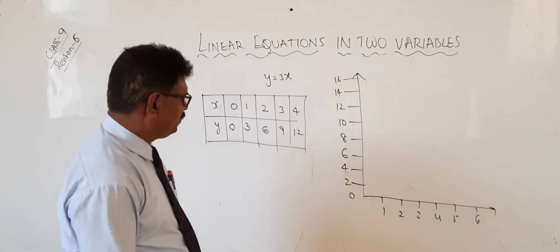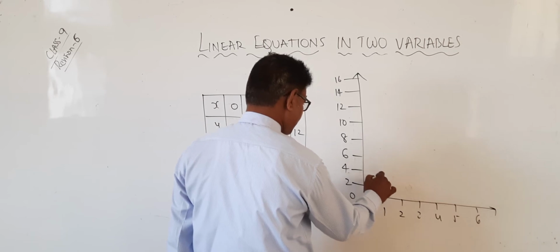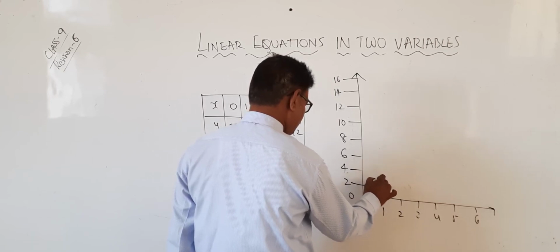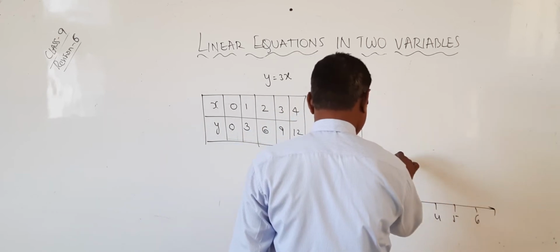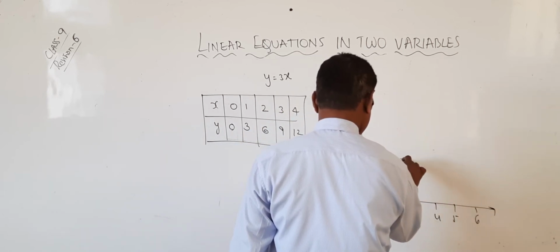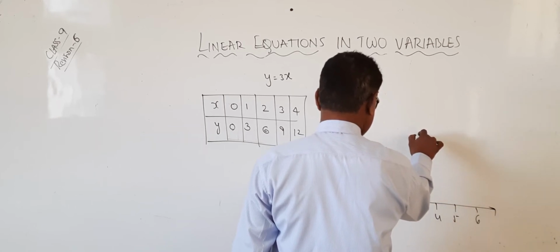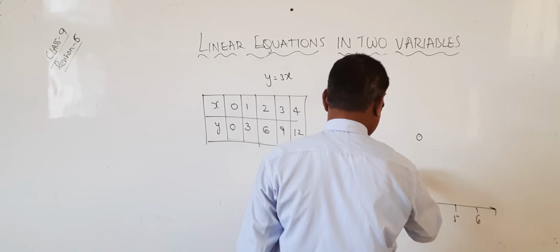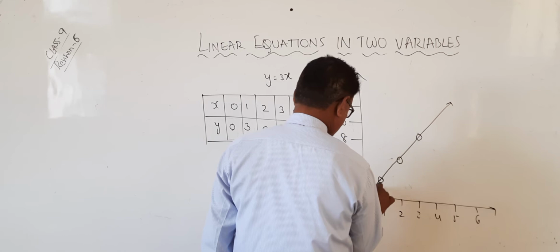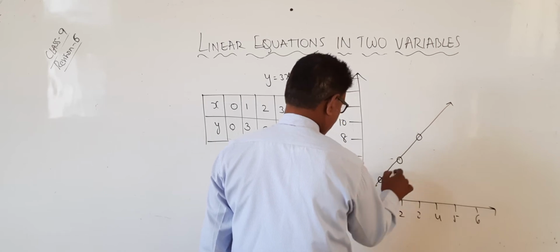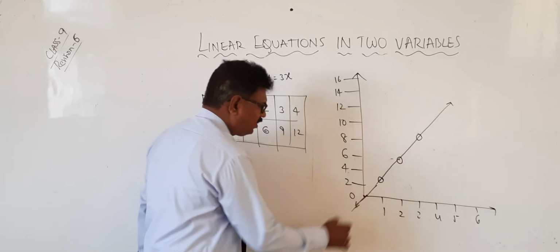First one is (0, 0), there is no problem. (1, 3), 3 means here it will come. (2, 6), here (2, 6). (3, 9). Yes. The straight line passing through the origin.